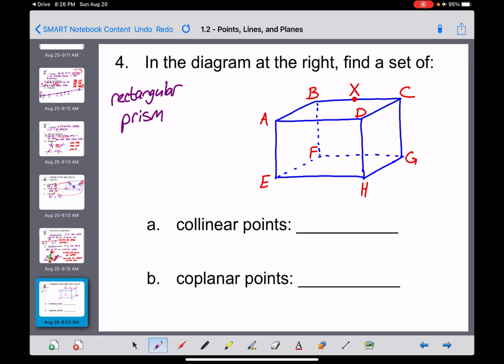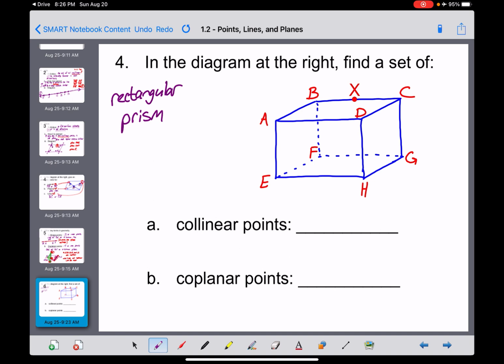When you order something from Amazon and it comes to your front door, it's probably in a box that's a rectangular prism. If you look around you right now, there's a very good chance that you're sitting in a room that has 4 walls, a floor, and a ceiling. That's probably a rectangular prism as well. So within this diagram, I think I have drawn 9 points here.